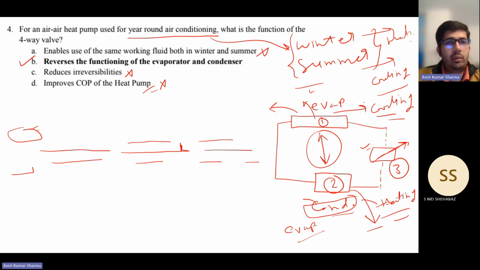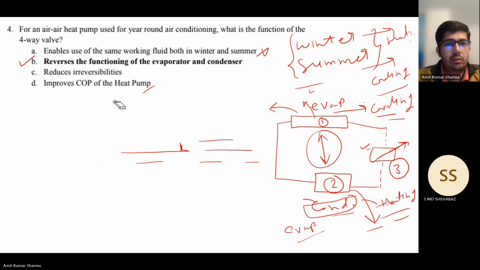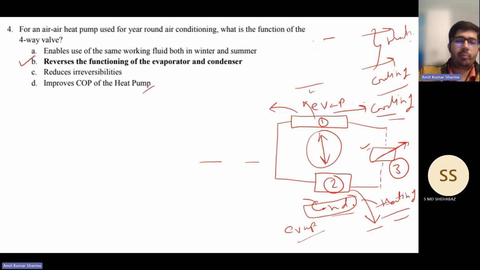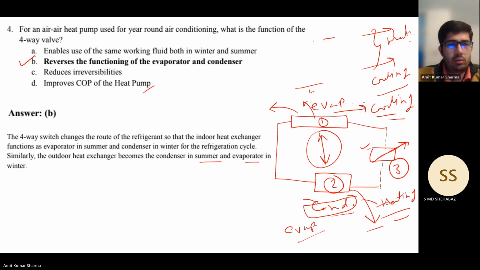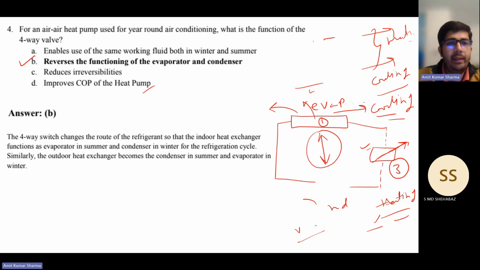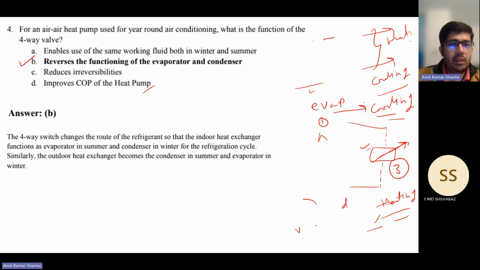And for an air heat pump used for air conditioning, what is the function of the four-way valve? Basically, the four-way valve is used to reverse the functioning of evaporator and condenser. The four-way switch changes the route of the refrigerant so that the indoor heat exchanger functions as evaporator in summer and condenser in winter. Similarly, the outdoor heat exchanger becomes the condenser in summer and evaporator in winter.